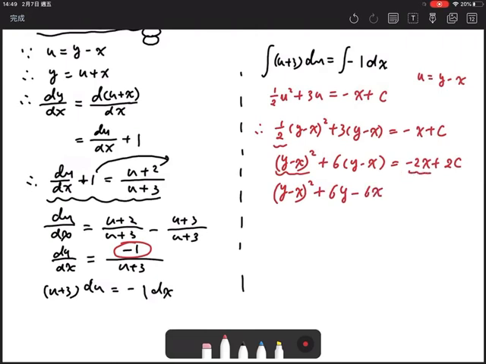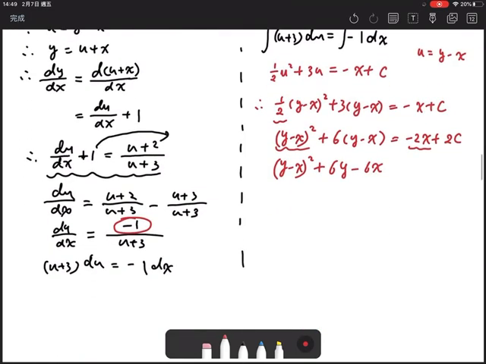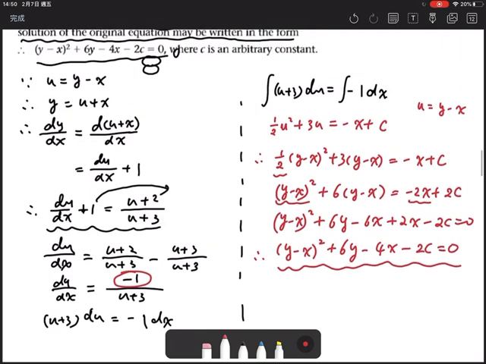Why do we not do expansion here? Because we have a line term. For the requirement of the question, it is like this. So let's check whether we can get it. So plus 2x minus 2c equals 0. So finally, it is y minus x squared plus 6y, and then plus 4x minus 2c equals 0. Okay, so we get the required solution. So this is example 12. It is not difficult in this section.